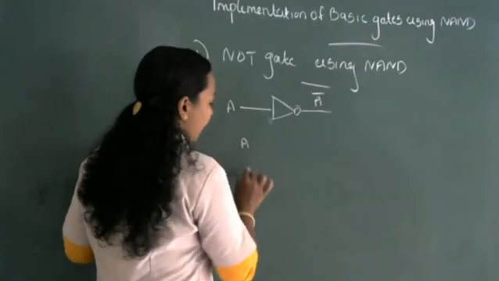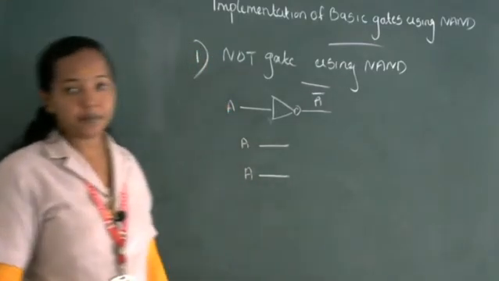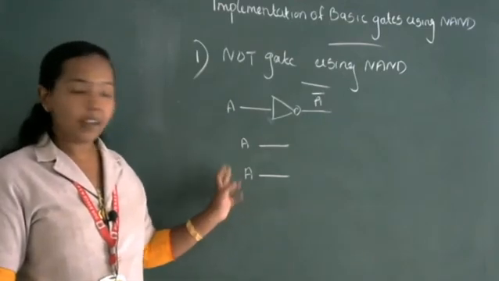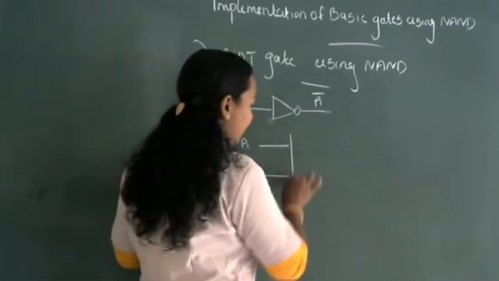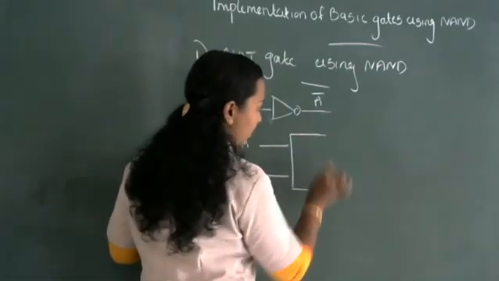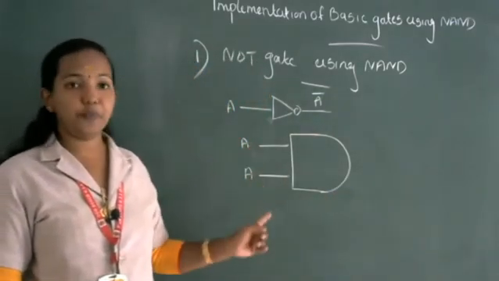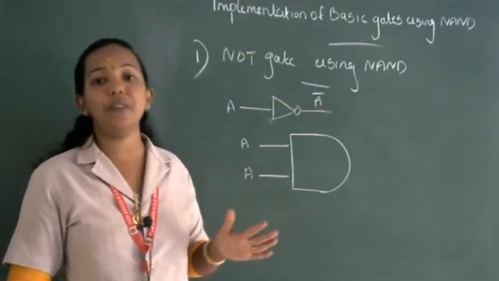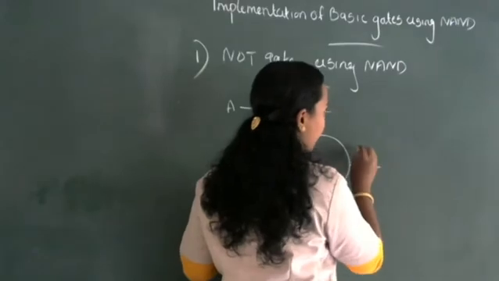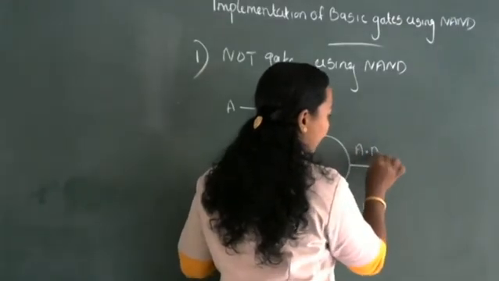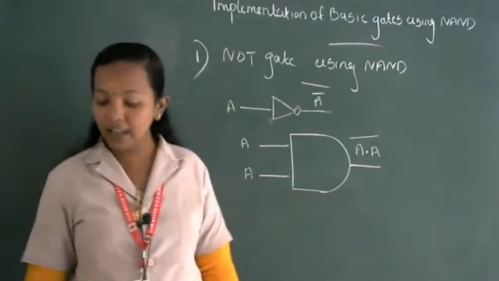I am going to take two inputs. Both the inputs are A, A and A, two line input. Then the NAND gate. Instead of B, I am using the same variable. Both the variables are A. After the NAND gate, what will be the output? A dot A all complement.